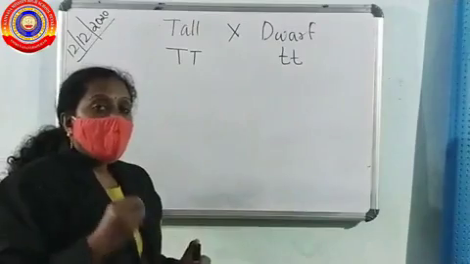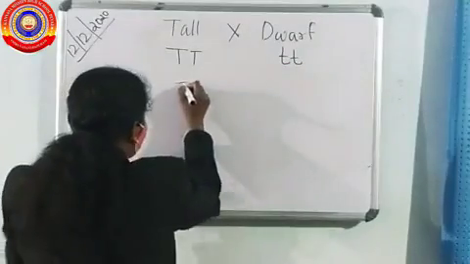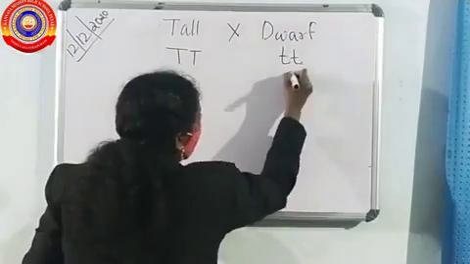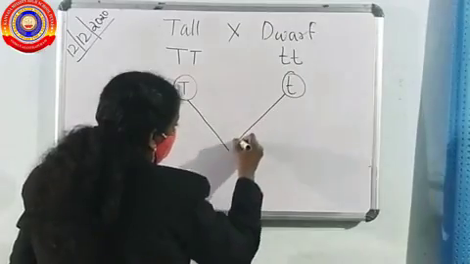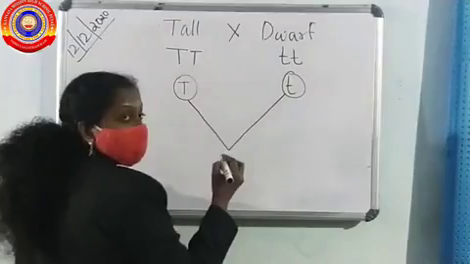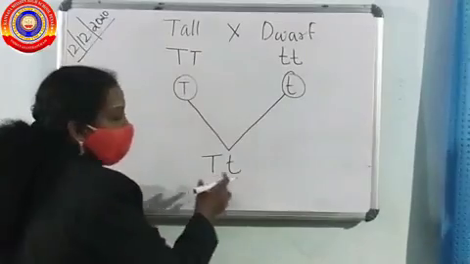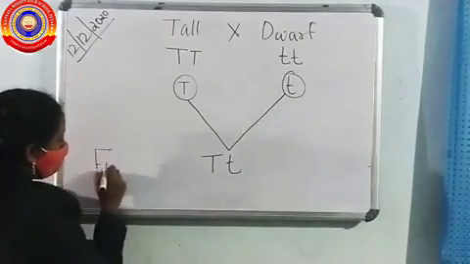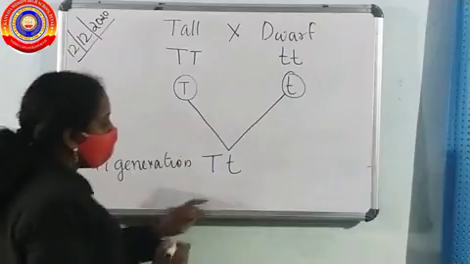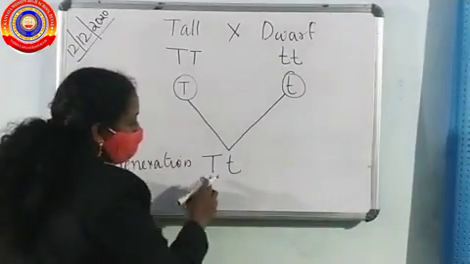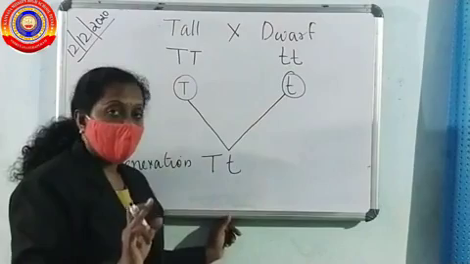Before crossing, from each factor, we have to select one. Select one T from the trait tall and small t from the dwarf. Next step is crossing. During crossing, we got the result capital T, small t. And here the address is written as F1 generation, first generation. In the F1 generation, we got the result capital T as tall and small t as dwarf.